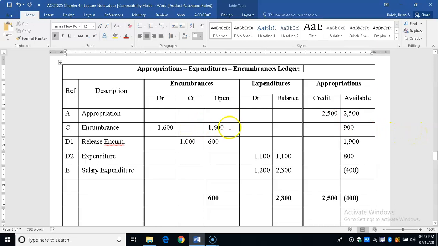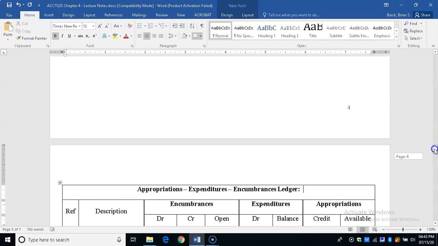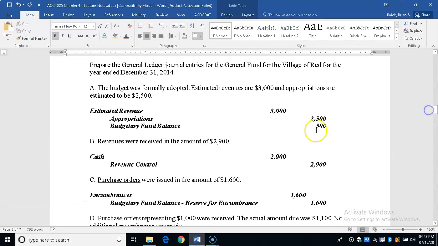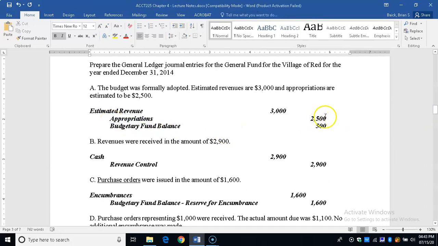So what we do is we just look at these three accounts: encumbrance, expenditure, and appropriation, and we're going to put the numbers in here. And let me show you how this works. Let's take a look at journal entry A here. We credit appropriation for 2,500. See here, we credit appropriation for 2,500.